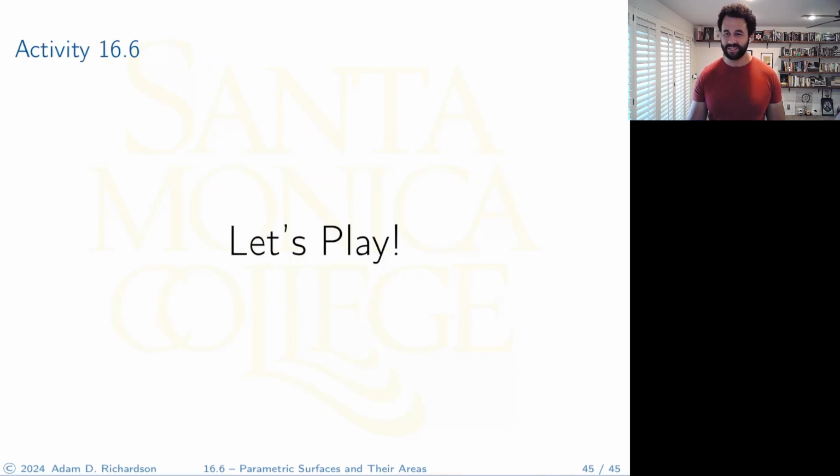Okay. Now, what is left? Time to play. That's what's left. I'm excited to work with you on this particular activity. We're going to go to the computer lab. We're going to plot a bunch of these surfaces. We're going to look at grid curves and identify which curves are fixed and which curves are not. It's a really, really fun one.